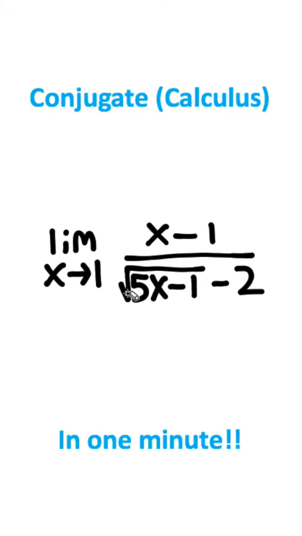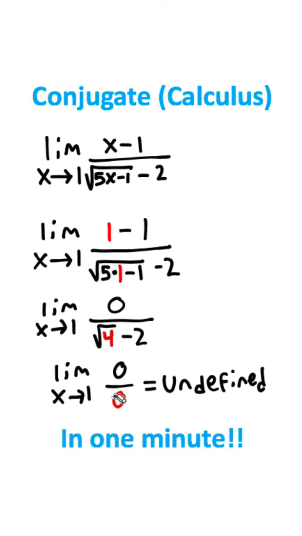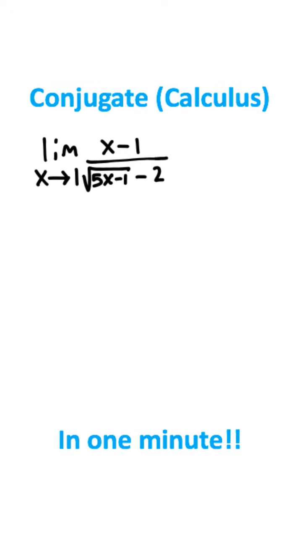So let's talk about solving radical limits using the conjugate. If I have a limit like this, notice that there's no real way to factor this, and plugging in 1 will give you an undefined expression. So what you're going to have to do is use the conjugate.